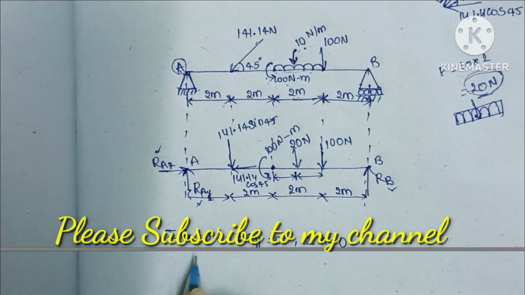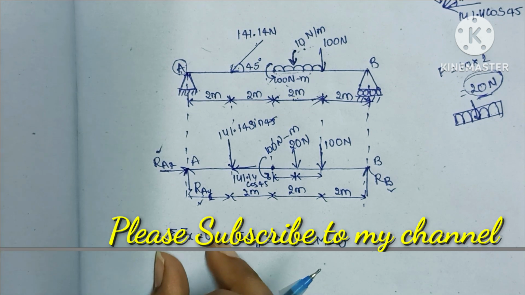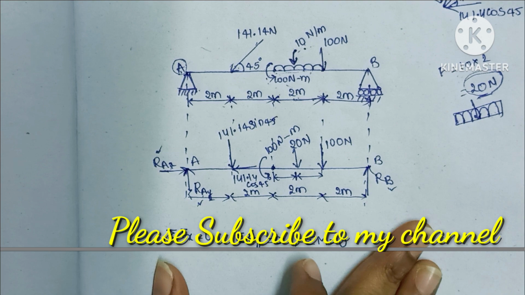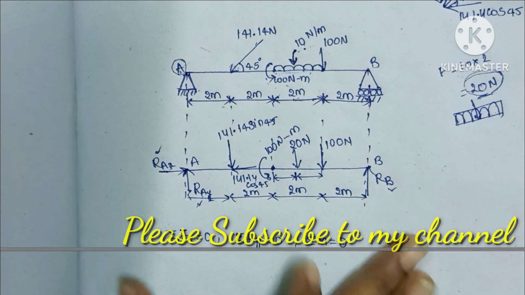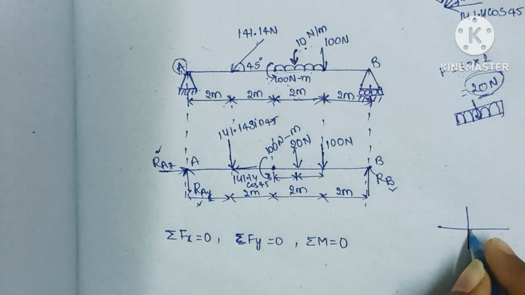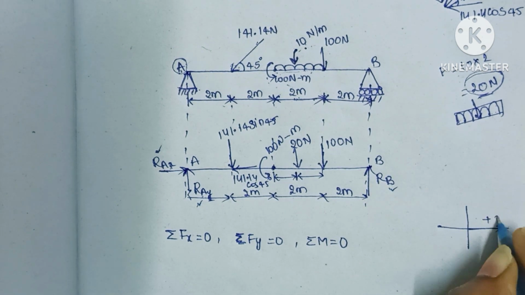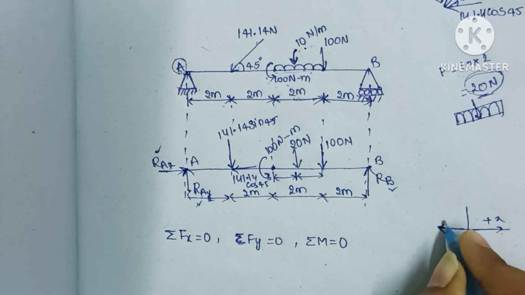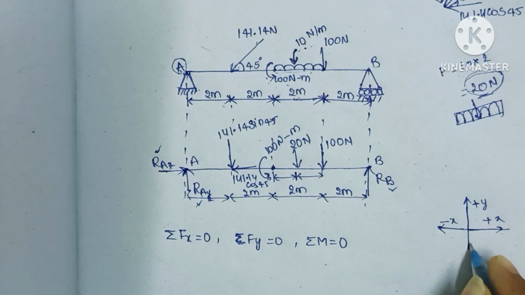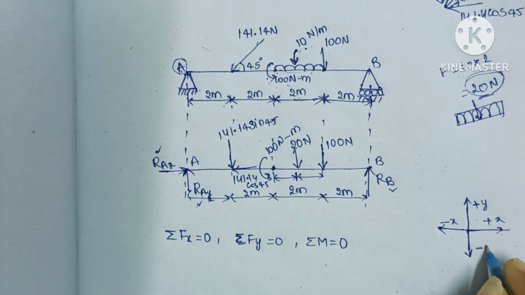Sigma Fx means the forces acting in the x direction are equal to 0. For solving this problem, first we have to take the sign conventions. As in a graph, the right hand side is positive x and the left hand side is negative x, an upward force is positive y, and a downward one is negative y.